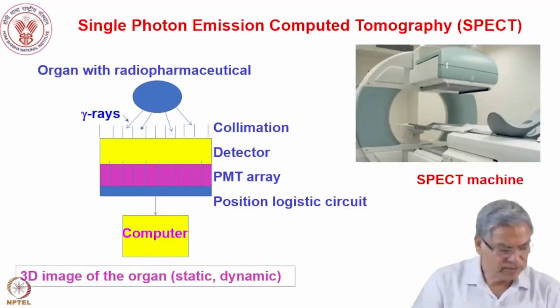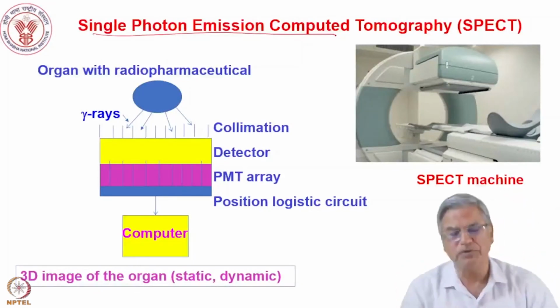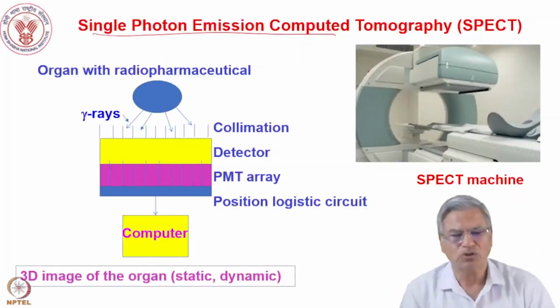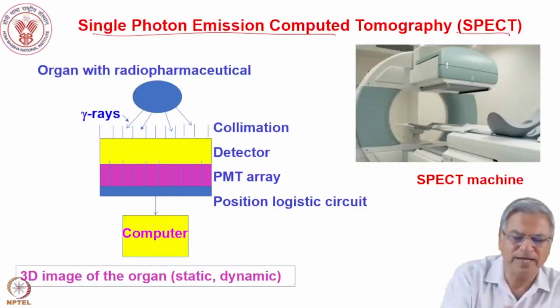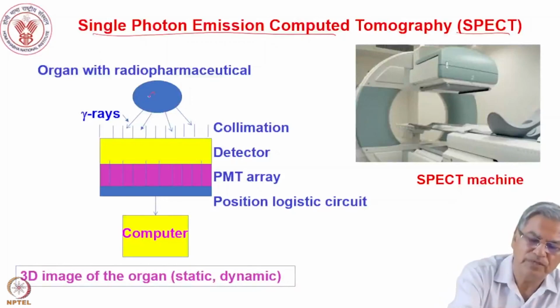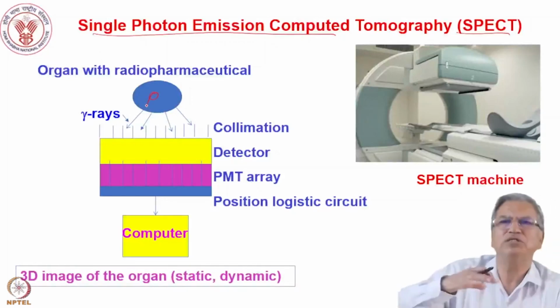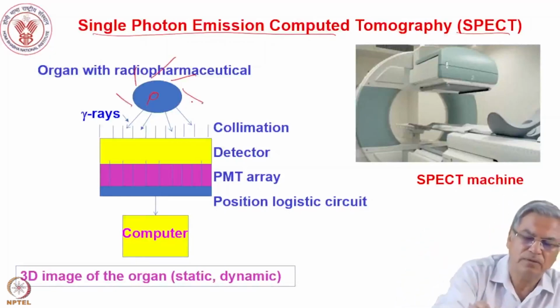Now, what are the experimental techniques for this? You have this technique called imaging scintigraphy, also called single photon emission computed tomography, SPECT. The principle of SPECT is that suppose you have the organ containing the radioisotope, and this organ, now in the human body, is emitting gamma radiations isotropically.